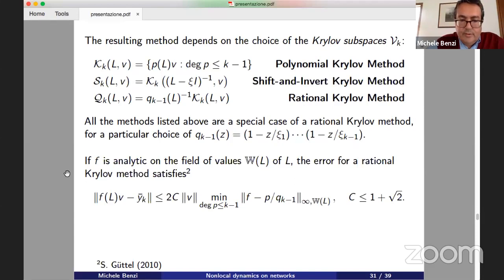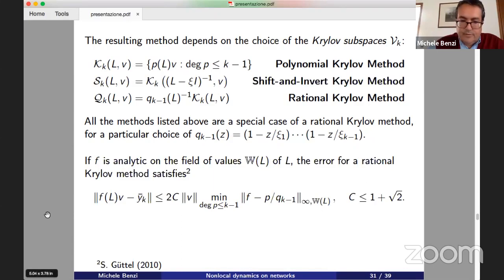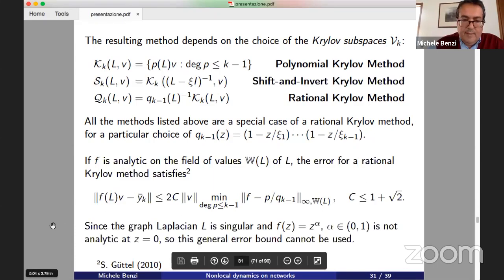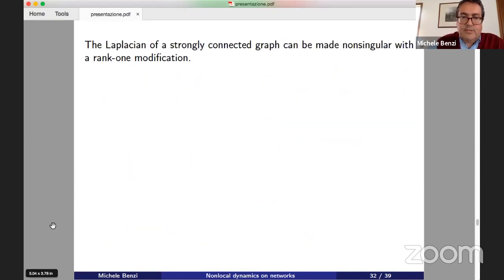So there are some error bounds, going back, for instance, to Stefan Güttel's thesis, that can be used for rational Krylov methods if f is analytic on the field of values. So in particular, in the case where f is the exponential, for instance, and the matrix L is any matrix, in fact, then we can use bounds of this kind. I used the value of Palencia and Cruzeiro here for the constant C, for those of you who are familiar with this. The problem is that the graph Laplacian is singular, our function is not analytic, so we cannot use general error bounds of this form. Of course, we can also always desingularize the Laplacian.